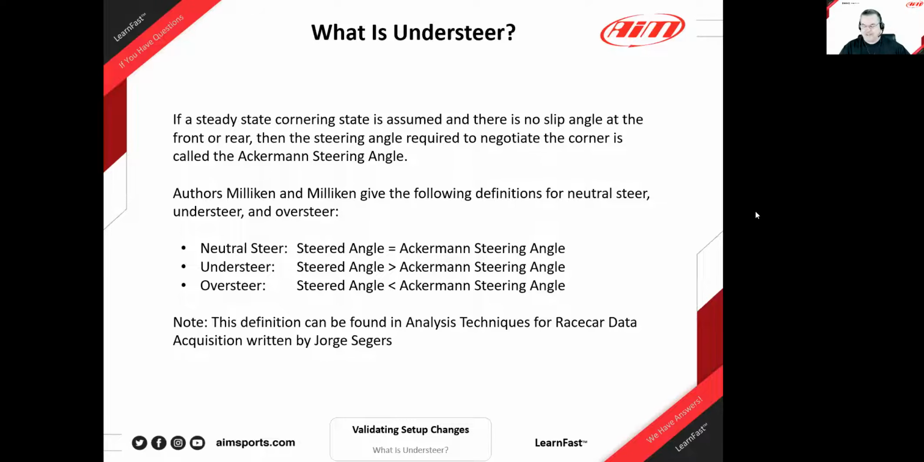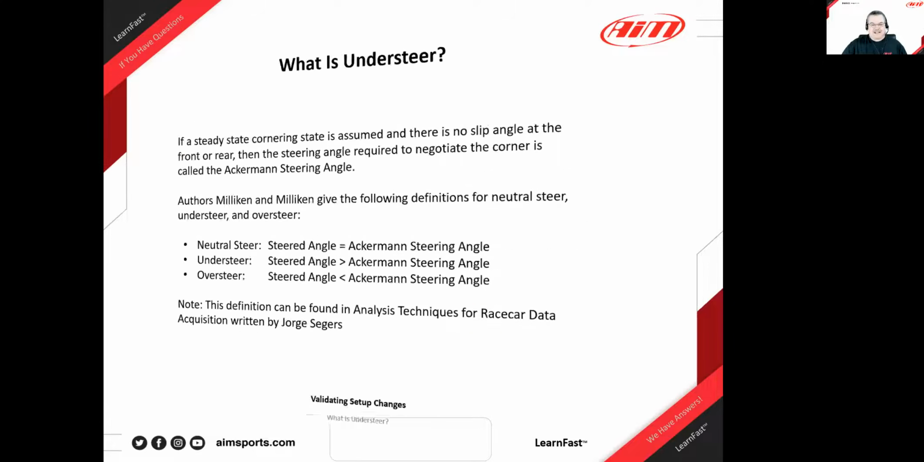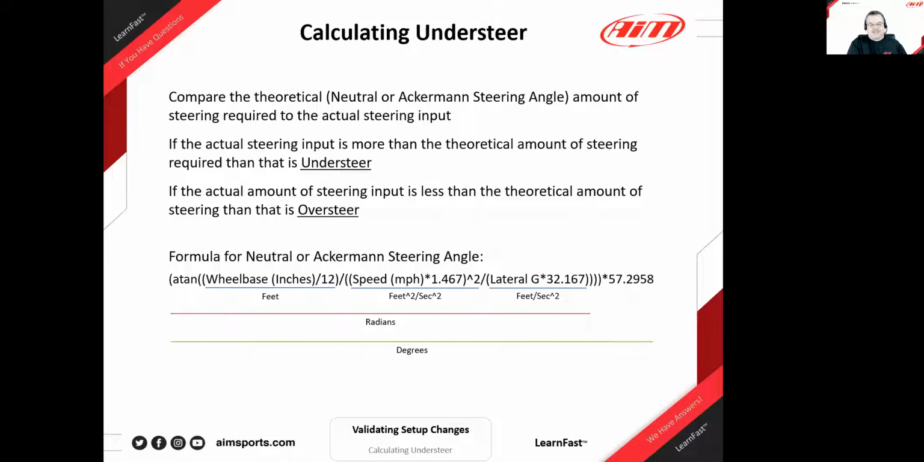And Ray is going to demonstrate a lot of that as we go here. Let's go to the next slide. How do we get to this magical number that we've been talking about? So you need to compare the theoretical, which is the neutral or Ackermann steering angle, the amount of steering required, to the actual steering input. As we said before, if the actual steering input at the wheels is more than the theoretical amount of steering required, then that's understeer. If the actual amount of steering input is less than the theoretical amount of steering, then that's oversteer. So again, we have to compare the steering at the wheels to the theoretical amount of steering.